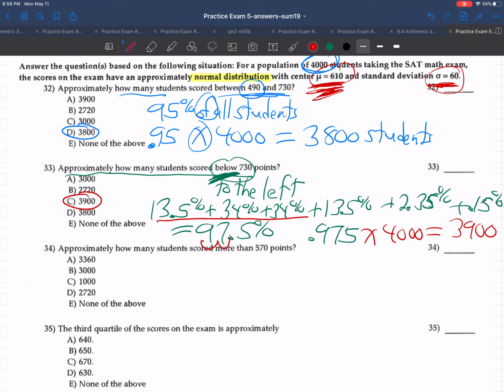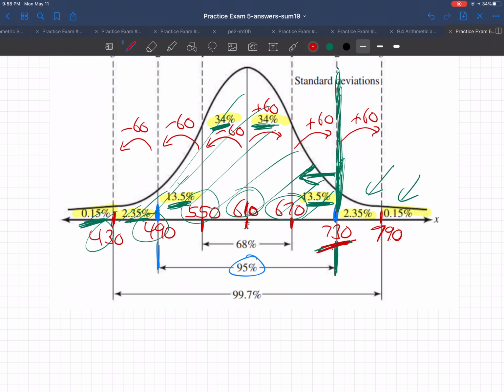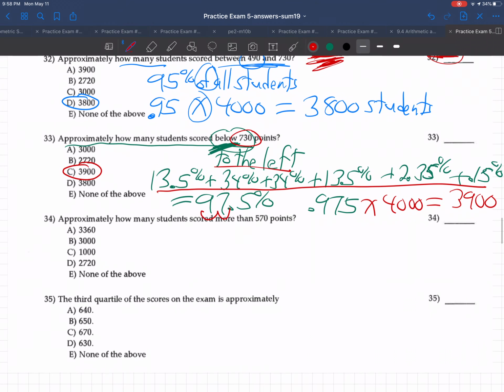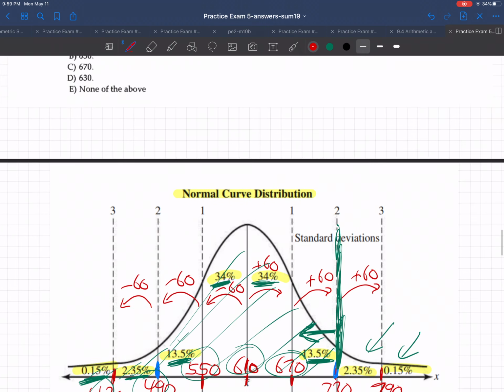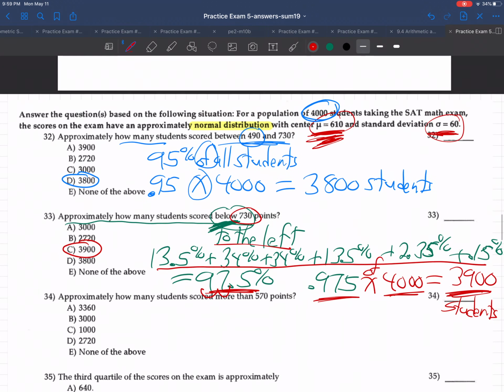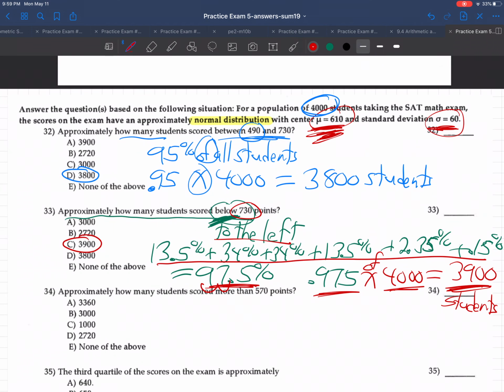So we added up all the percentages that were to the left of 730 on our curve. We found 730, added up all the percentages to the left, and that came out 97.5%. Change that to a decimal, move the decimal back 2 places, times 4,000, because it's that percentage of all the students. Of the 4,000 students, 3,900 students. Almost all of the 4,000 students have an SAT score below 730.